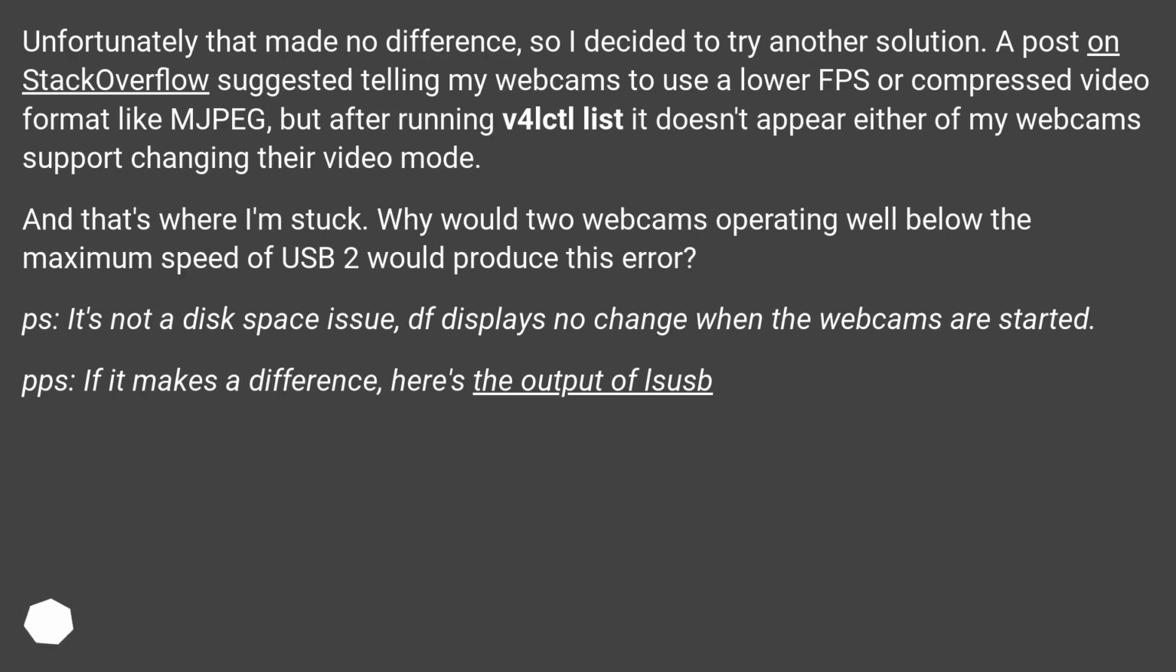P.S. It's not a disk space issue, df displays no change when the webcams are started. P.P.S. If it makes a difference, here's the output of lsusb.